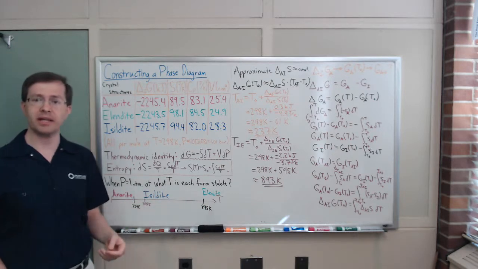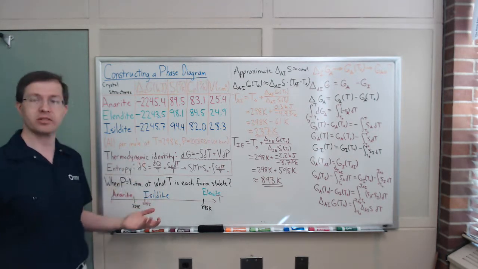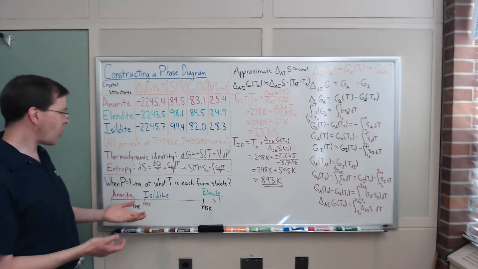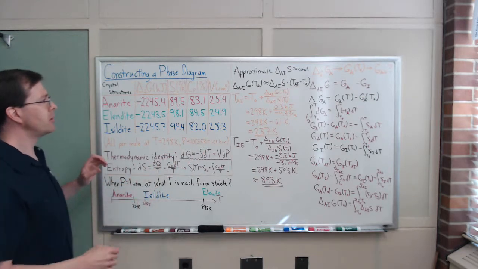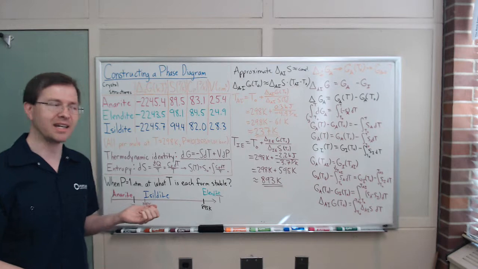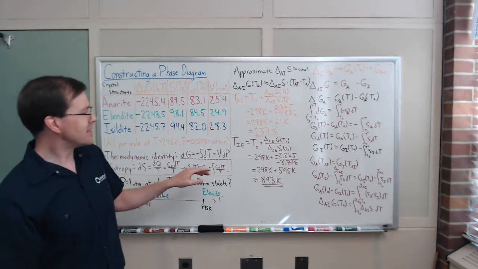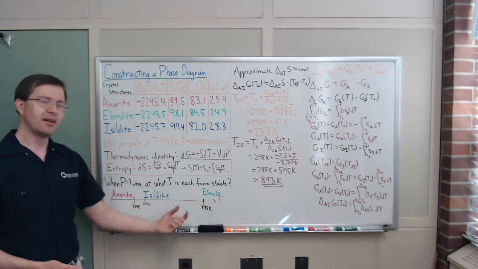That's what the next video is going to be. And we haven't talked at all about changes in pressure. That's what the third video is going to be. But this, I hope, gives you a sense of how this works. You take data from the thermodynamic table, you take the Gibbs free energy thermodynamic identity, and you put that together to set the Gibbs free energies equal to find those phase boundaries. And that's where we go.